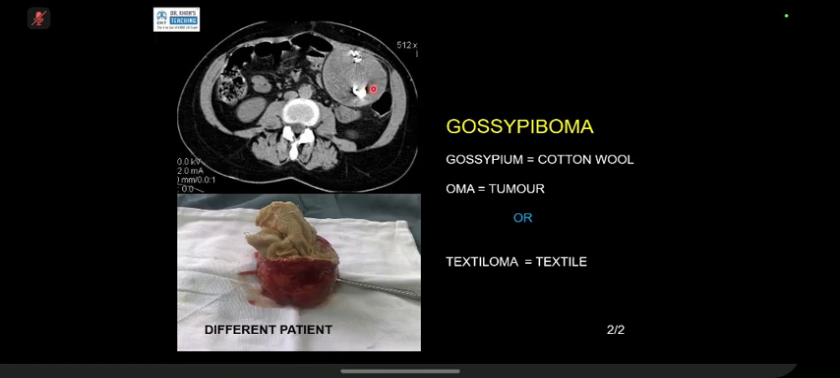Because it's barium. Then your mind goes into this, what we call in radiology a story case. And we ask them in our exam, what is the story? You tell me the story. The story is that this is post-surgical. It was left there. So gossypiboma is cotton wool tumor. Some people call it a textiloma.